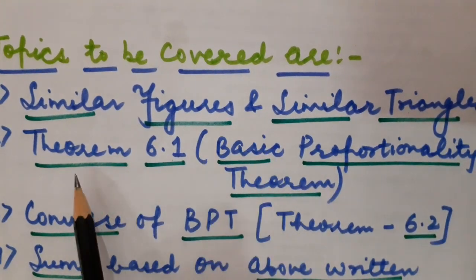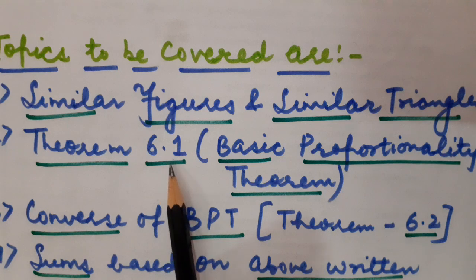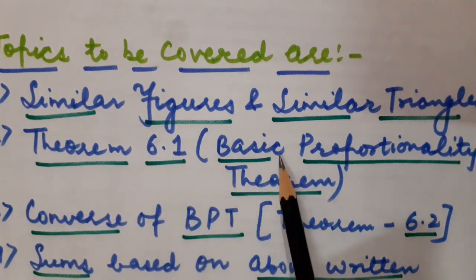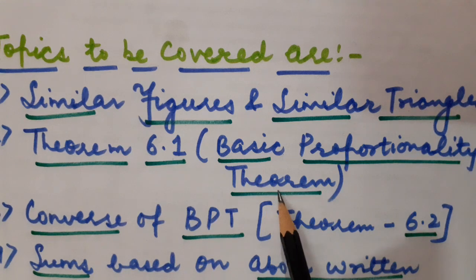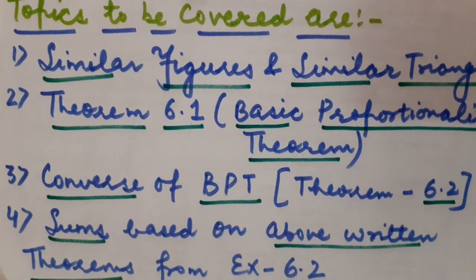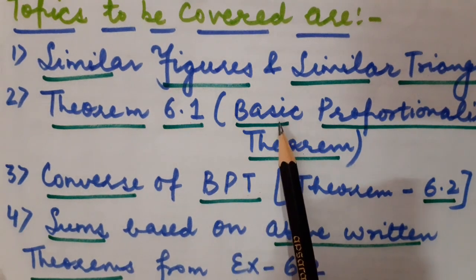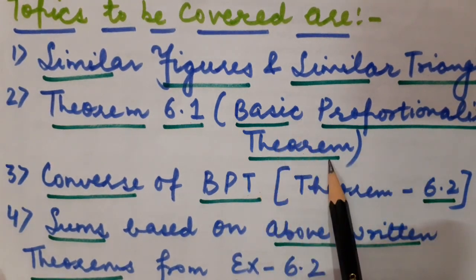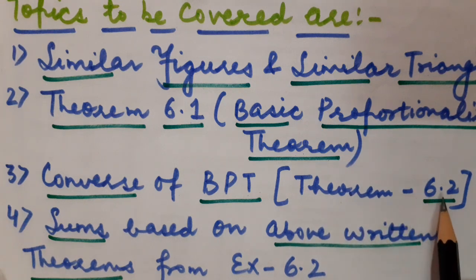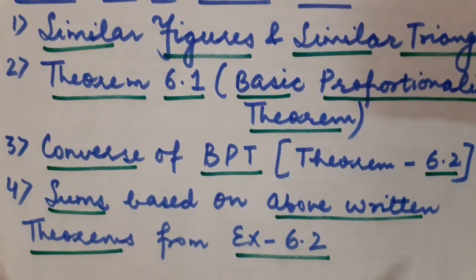Number 2, we will be learning theorem 6.1 and the name of the theorem is basic proportionality theorem. This is also known as Thales theorem. The third topic will be converse of BPT. BPT is nothing but the short form of basic proportionality theorem. This is theorem number 6.2 in the NCERT book. And after that we will be doing some sums based on these above written theorems from exercise 6.2. Correct, children?